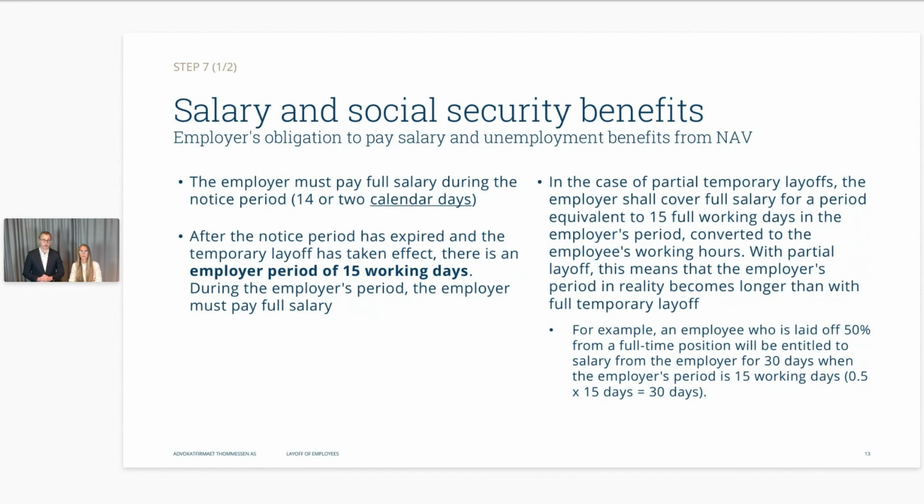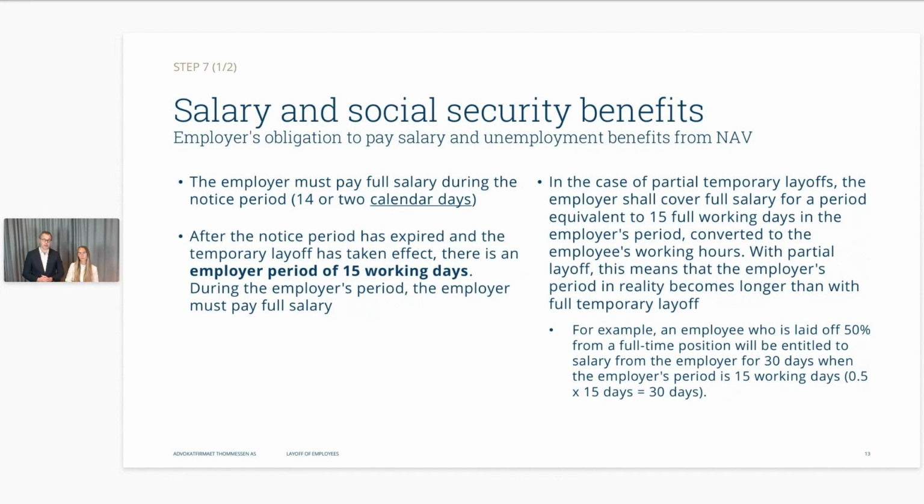During the pandemic, the duty to pay salary in the employer's period was reduced to 2 days, but today it is 15 working days. For employees who work 100% Monday to Friday, this means that the employer's period is 3 normal weeks. The employer's period does not run while the employee is absent from work, for example, in the event of holiday or sick leave, in which case the obligation to pay salary is extended until the employee has returned from holiday or sick leave.